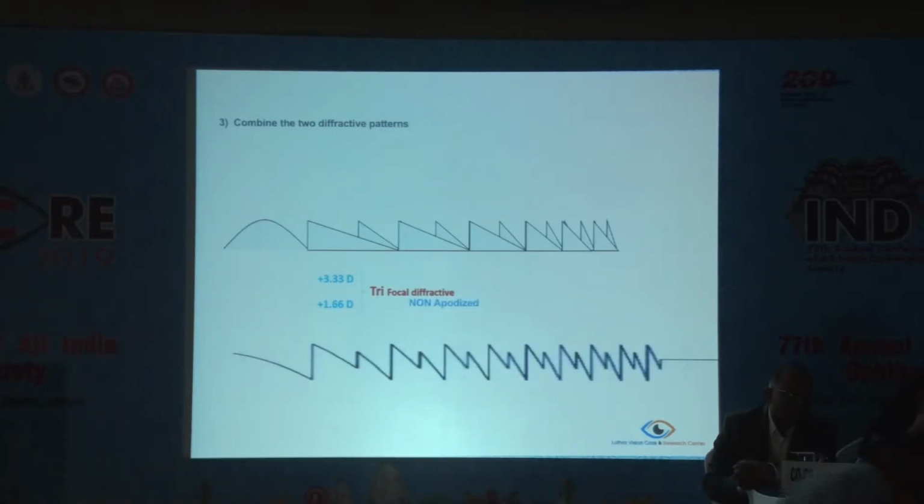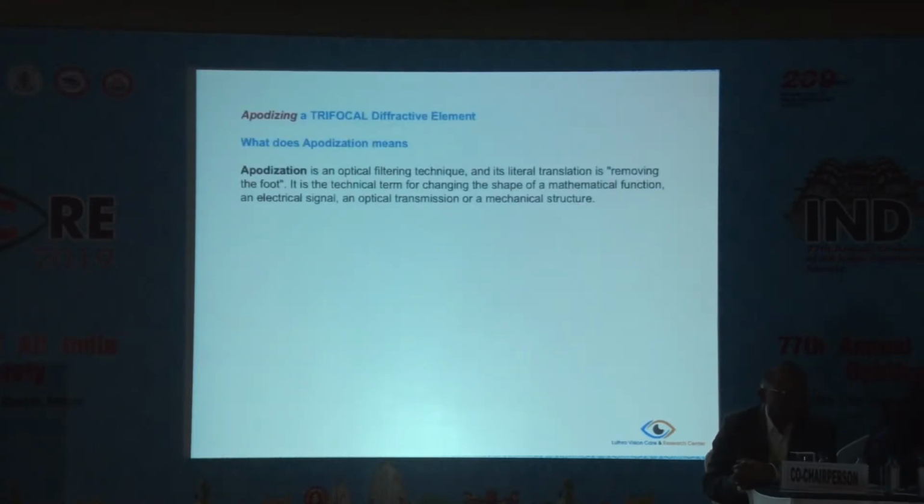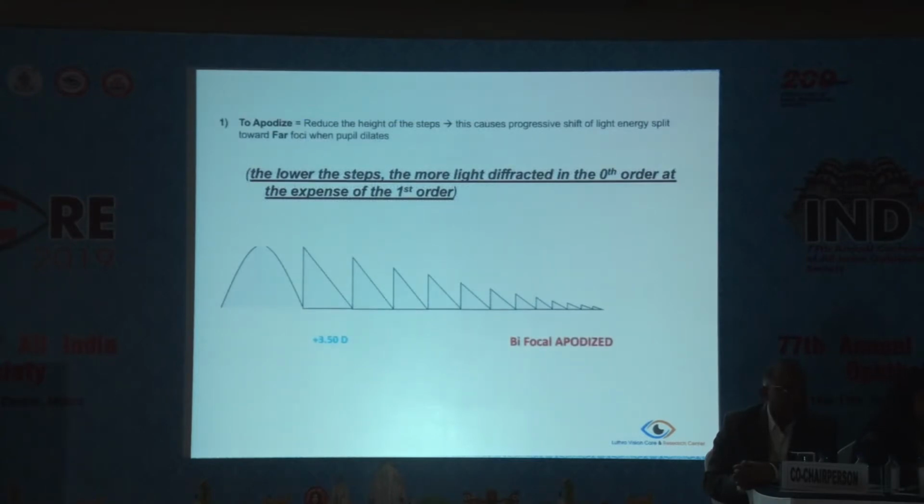A non-apodized lens, again a newer term here. What does apodization mean? It is an optical filtering technique, and its literal translation means removing the foot. It is a technical term for changing the shape of the mathematical function of an electrical signal, an optical transmission or a mechanical structure. To apodize is to reduce the height of the steps. This causes a progressive shift of the light energy split towards the far when the pupil dilates. The lower the steps, the more light is diffracted in the zeroth order at the expense of the first order, which is what we are aiming at.